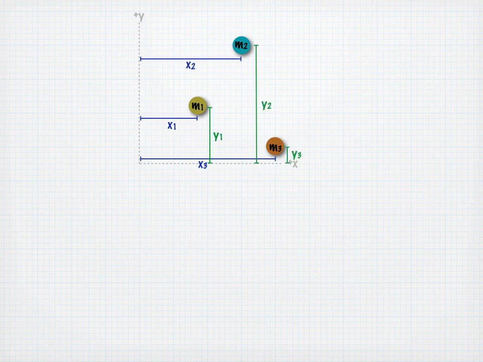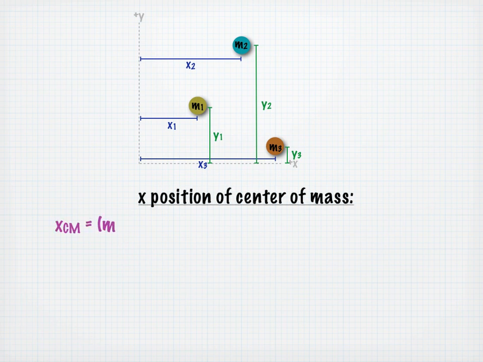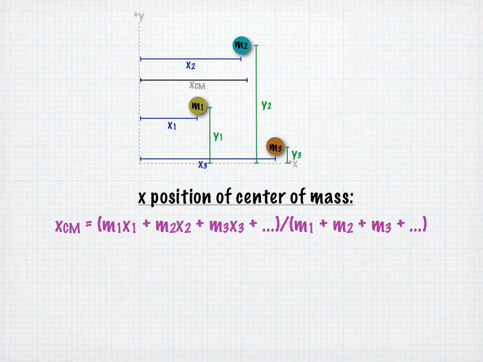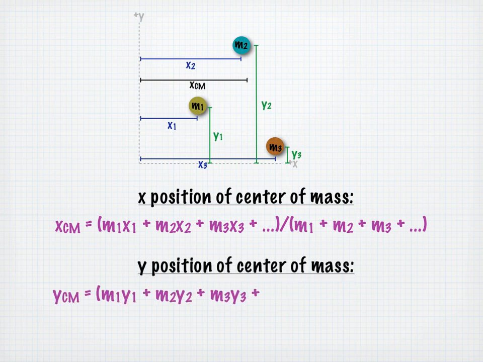Now, similar to the previous equation, this equation gives us the x position for the center of mass, and this equation gives us the y position for the center of mass. Knowing these two gives us the position of the center of mass on the xy plane where the objects are.